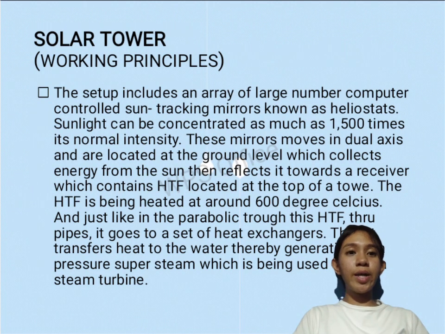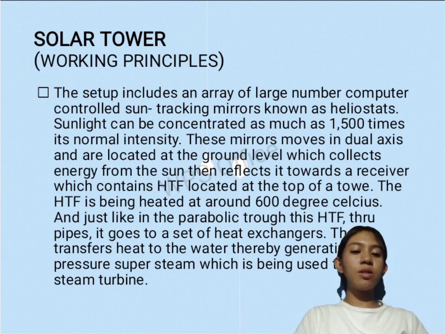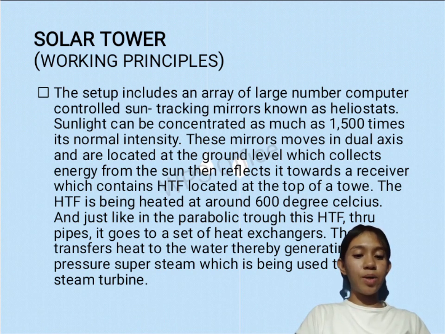Solar Tower Working Principle. Setup includes an array of large number computer-controlled sun tracking mirrors known as heliostats. Sunlight can be concentrated as much as 1,500 times its normal intensity. These mirrors move in dual axis and are located at the ground level, which collects energy from the sun, then reflect it towards a receiver which contains HTF located at the top of the tower.